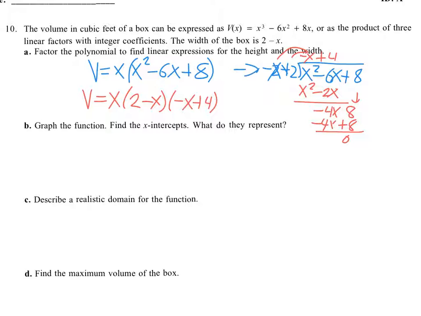If we're trying to graph this function, okay, so we've got an x-intercept at 0, we've got an x-intercept at 2, an x-intercept at 4. We know that V is the volume, and these would be 3 places that the volume is equal to 0.